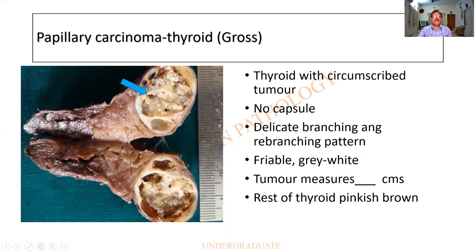And if I look at it carefully, it is friable because of delicate branching and rebranching pattern. Grayish white in color. And the tumor measures so many centimeters in diameter. And of course, we should mention the rest of the thyroid, which is somewhat pinkish brown. So this is a gross description. This might not be kept, but it is just for a recapitulation of your thyroid tumors.